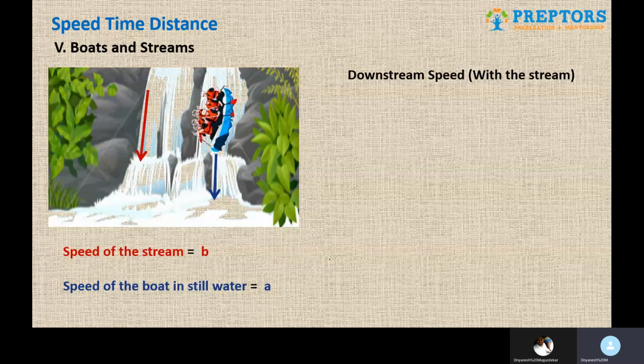You don't have to take any extra efforts, and that is what is downstream condition. With the flow, water assists you, so your effective speed is more, and hence downstream speed is addition of both, the speed of the boat plus speed of the water.